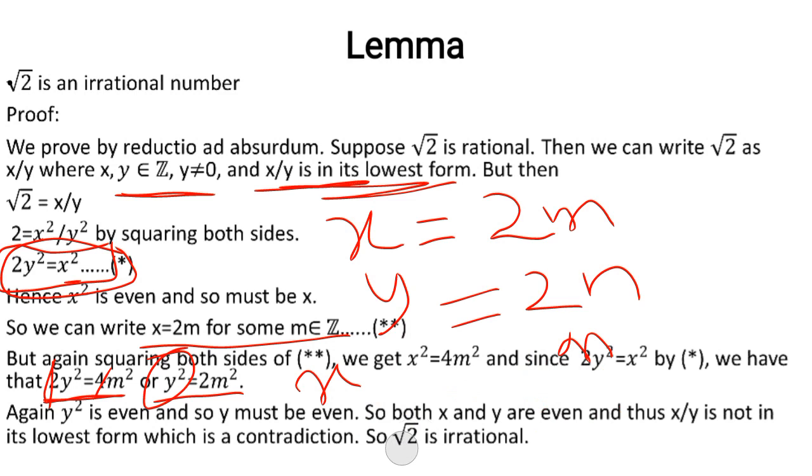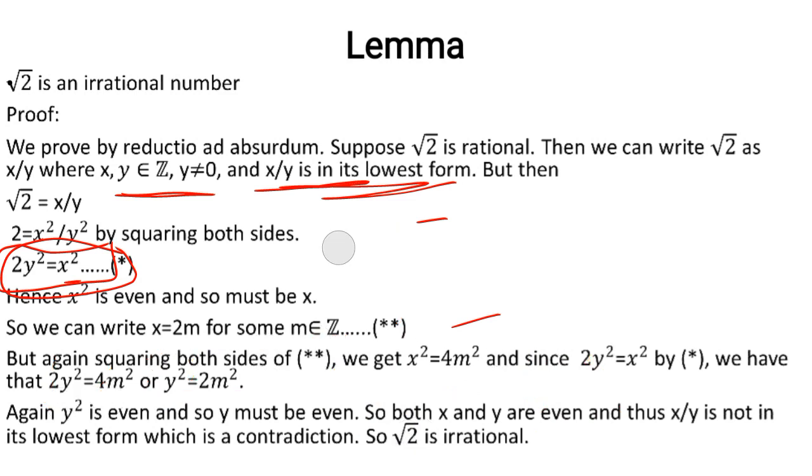So let's see how I concluded in the proof of the theorem. Again, y squared is even, so y must be even. So both x and y are even, thus x over y is not in its lowest form, which is a contradiction. So we reach our contradiction, meaning that root 2 is actually irrational. And that's the end of our proof. Okay? Thank you.